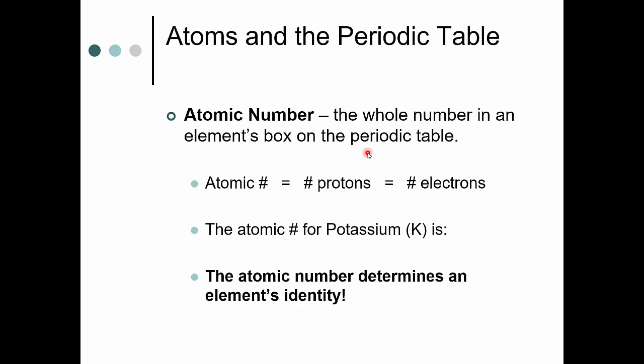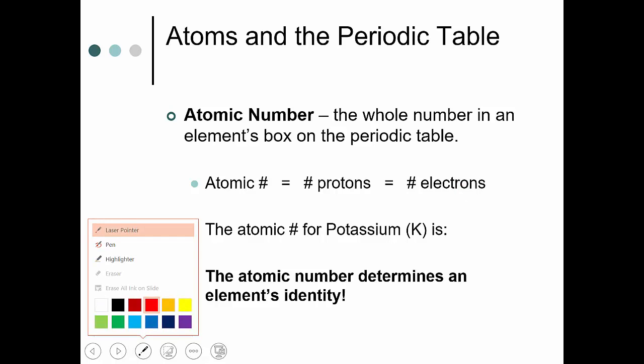So first off, the atomic number is the whole number, or the integer number, on the periodic table. Okay, the atomic number. The atomic number equals the number of protons in the atom, which is what you probably have learned, so that's still true. It also equals the number of electrons in the atom, assuming it's a neutral atom. The protons and the electrons would be the same.